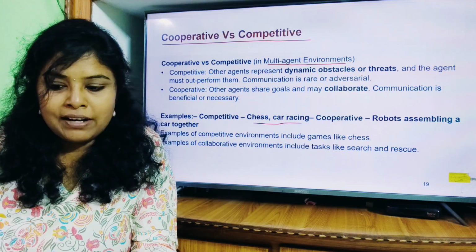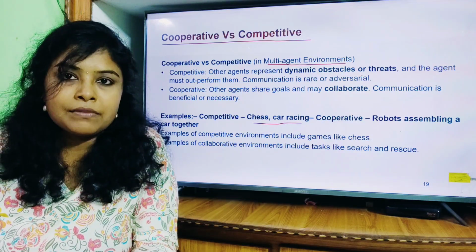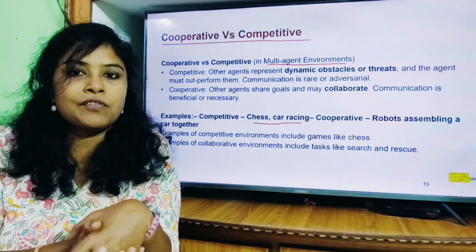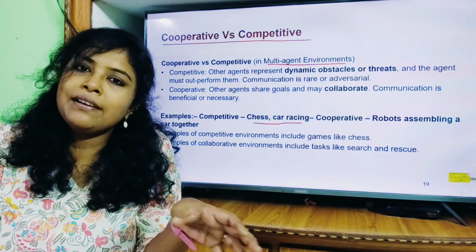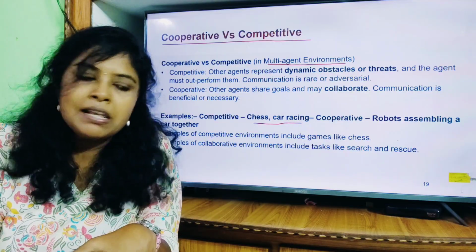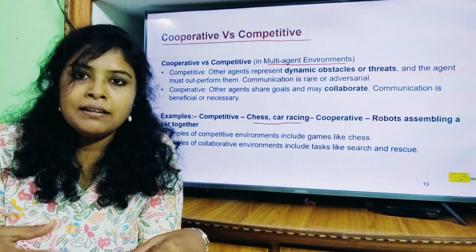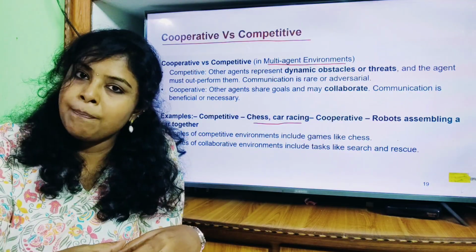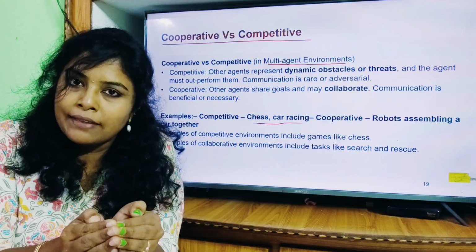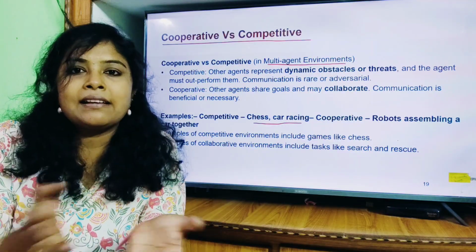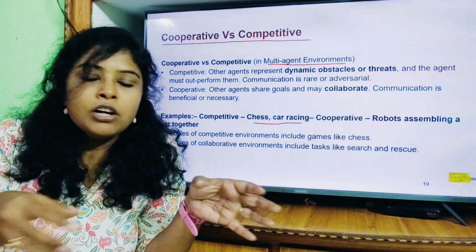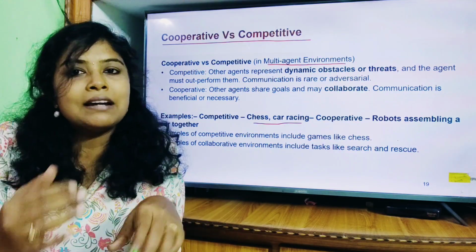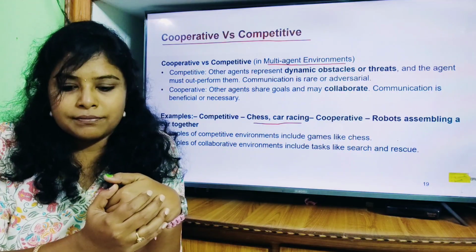Coming to a cooperative one, robot assembling. Suppose there are some robots, and they are all asked to assemble the parts of a car together. There, all the robots will try to cooperate with each other and assemble. If one robot fixes a part, the other robot will try to fix another part in such a way that they are all working together and building the car. It's like Lego games or some puzzle game where, if two or three of us are playing together, we'll try to solve the puzzle blocks together, right? That is a cooperative environment.